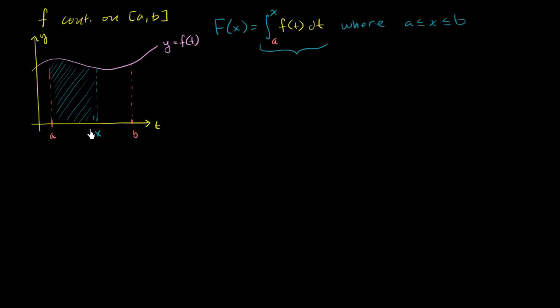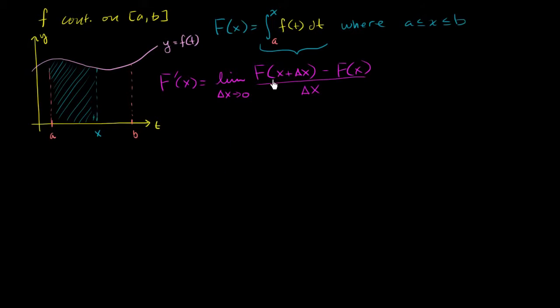So just for fun, let's take the derivative of capital F, and we're going to do it just using the definition of derivatives and see what we get. So the derivative F prime of x, it's the limit as delta x approaches 0 of capital F of x plus delta x minus capital F of x, all of that over delta x. This is just the definition of the derivative.